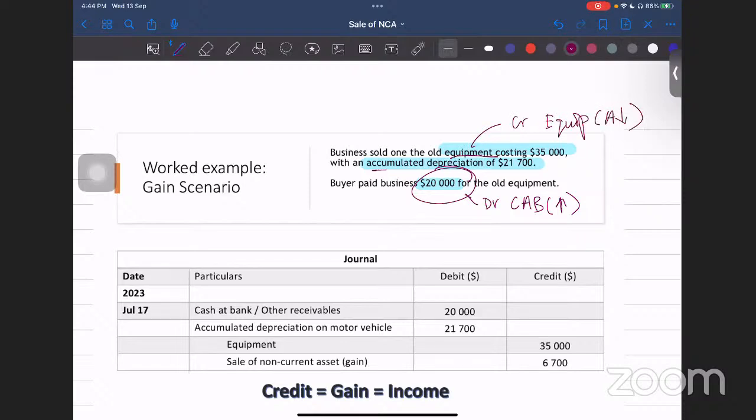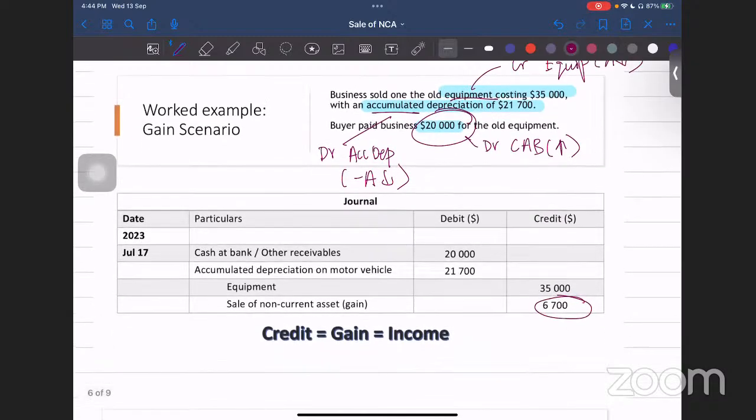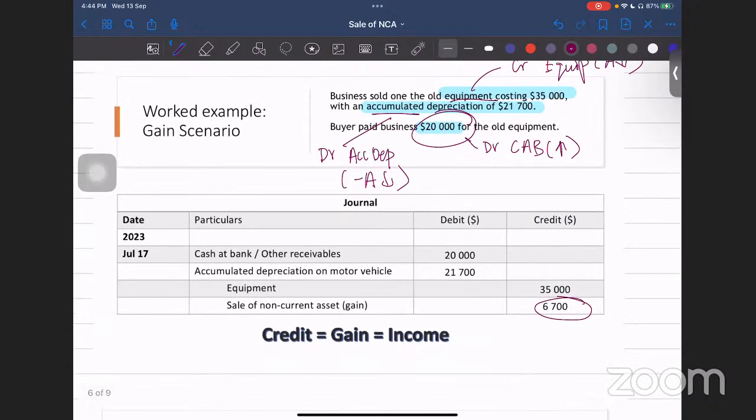Then my accumulated depreciation, I also have to get rid of it, right? To minus your accumulated depreciation, you need to debit it because it is a contra asset. Then the remaining one will be the balancing figure, which is this one here. So how to balance? We know that your debit and credit must be the same, right? It must be equal to each other.